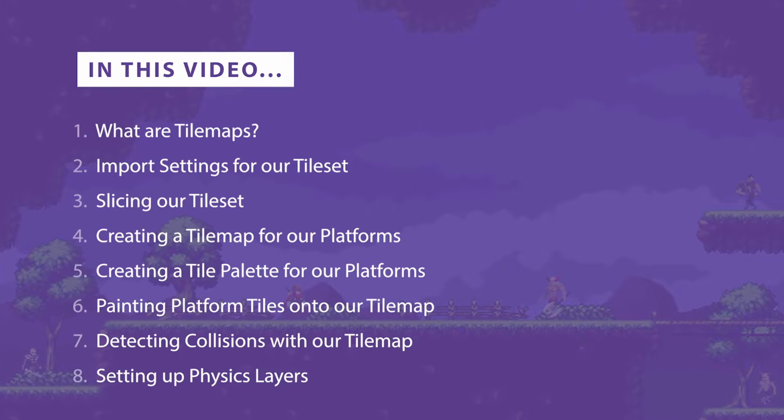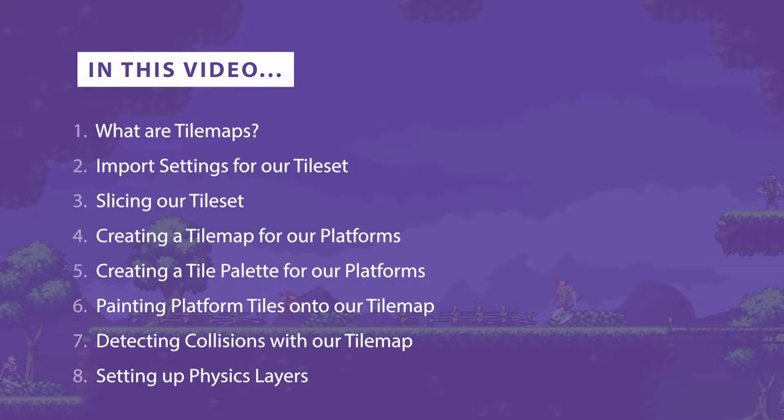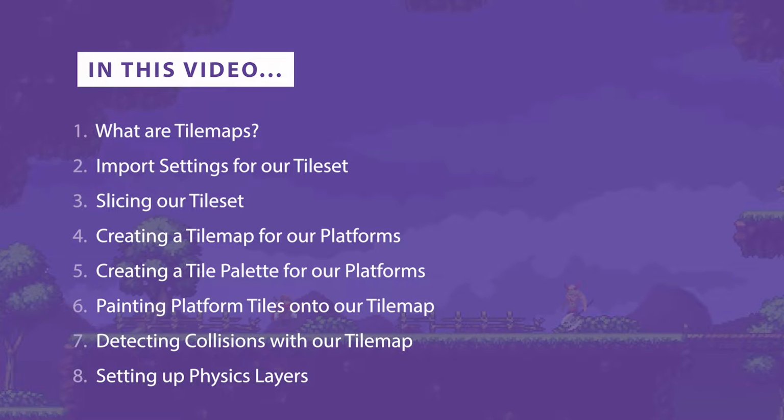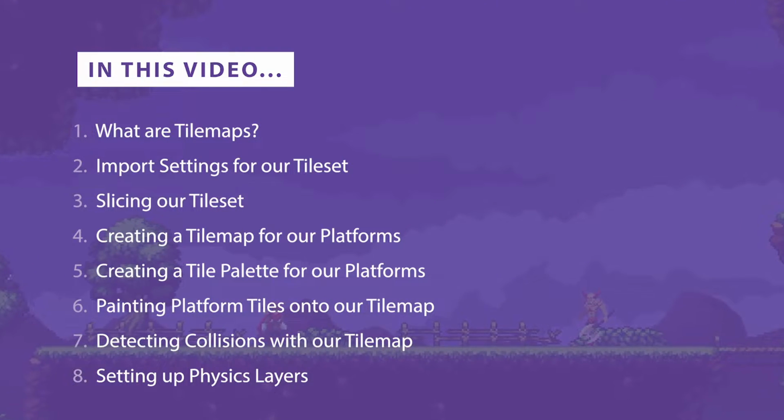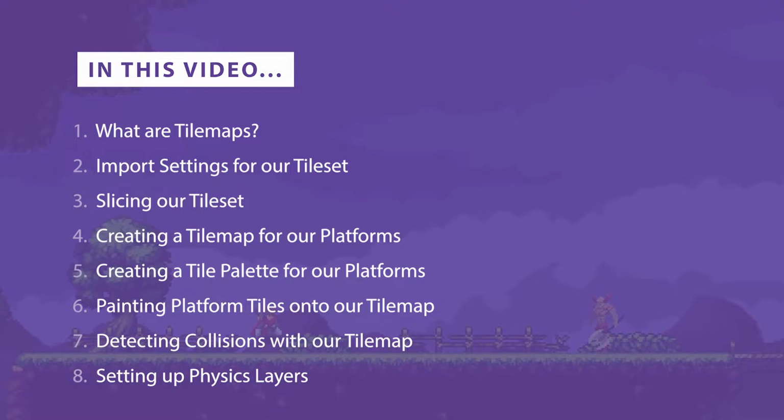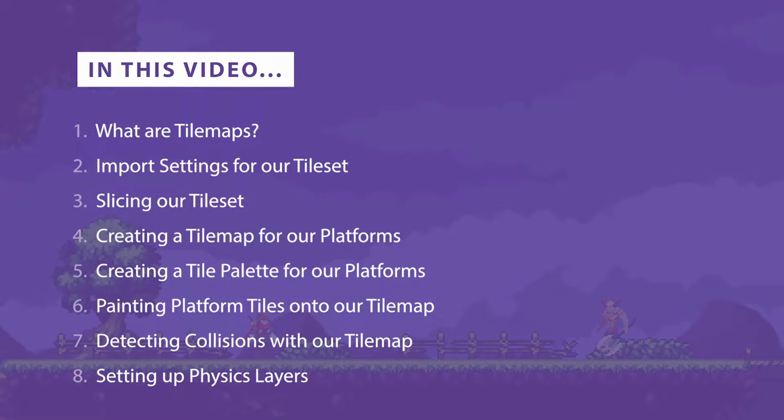Now in this video, we're moving on to our ground, walls and platforms. After all, that's where the action is going to happen. We'll work with the free assets we've imported in the previous episode and use Unity's tilemap features to create our game's very first level.